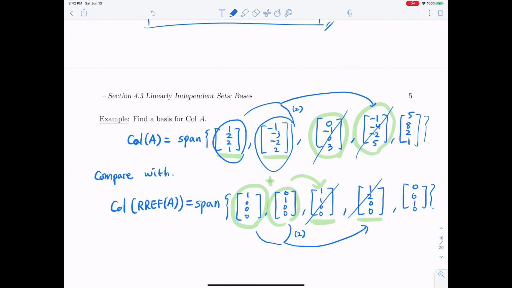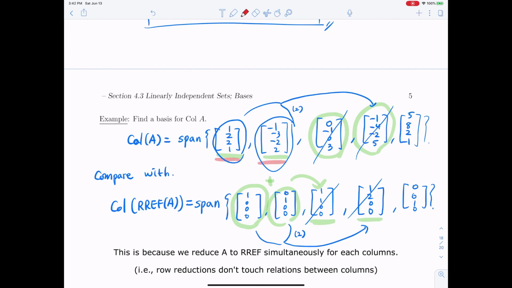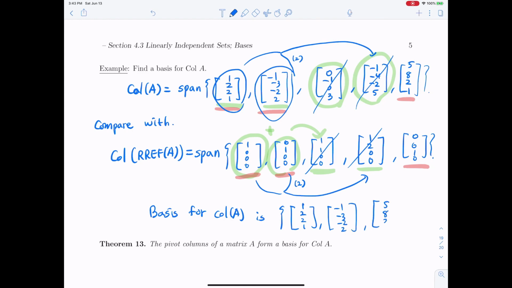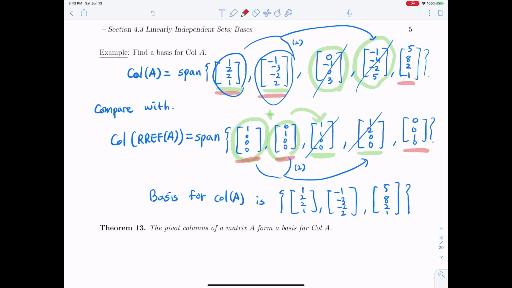Basically the point is that the essential vectors for the spanning set really follow those of the spanning set of the RREF of A. So in this case, the basis for the column space of A is the three vectors given by (1, 2, 2, 1), (negative 1, negative 3, negative 2, 2), and (5, 8, 2, 1). So in conclusion, the pivot columns of a matrix A in fact form a basis for the column space of A.